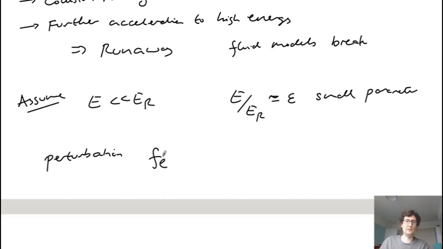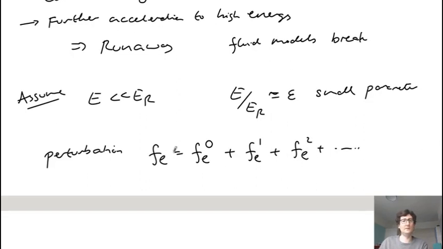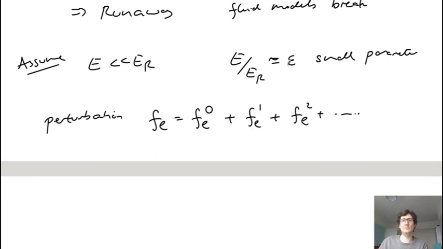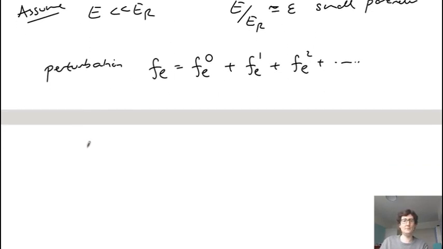So just writing down Fe is Fe0, which is the lowest order, so first order in that, plus Fe1, which is smaller than Fe0 by this factor epsilon, plus Fe2, plus so on. So we're only going to go to first order, but in principle we have a power series. Each order is order epsilon smaller than the previous one. And so what we can do is write down the equation in orders.